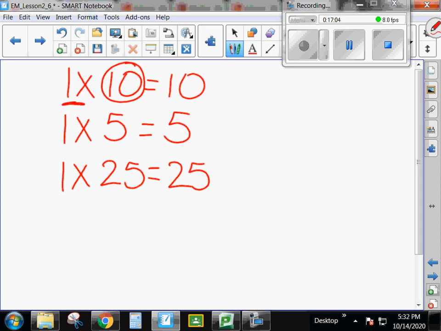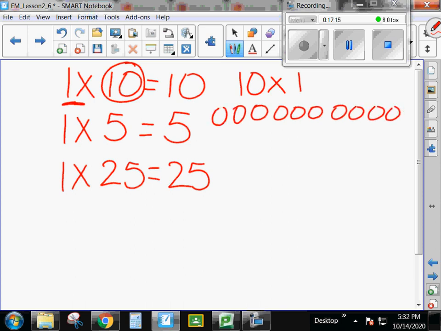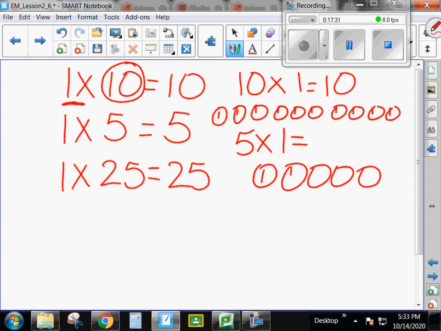Even if I turn that around, okay, maybe I have 10 groups of 1. So now I have 10 groups, 1, 2, 3, 4, 5, 6, 7, 8, 9, 10. And in each group I have 1. What do I have? I still have 10. Okay, if I have 5 groups of 1, well, now I have 1, 2, 3, 4, 5, and in each group I have 1. How much do I have? I still have 5. So anytime I'm multiplying by 1, my answer is always that other number.